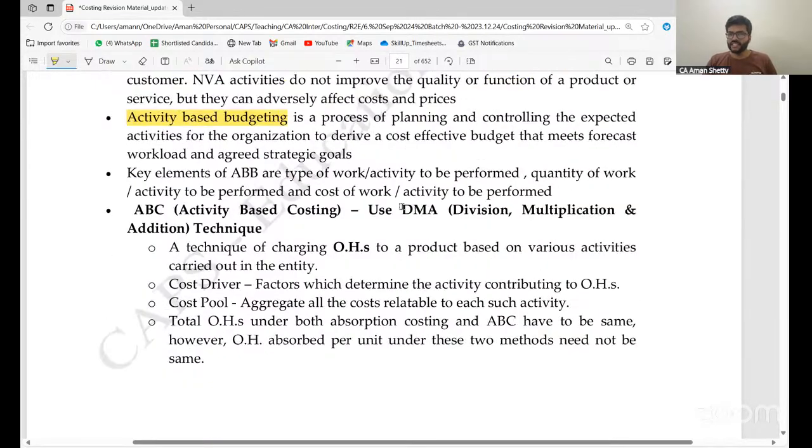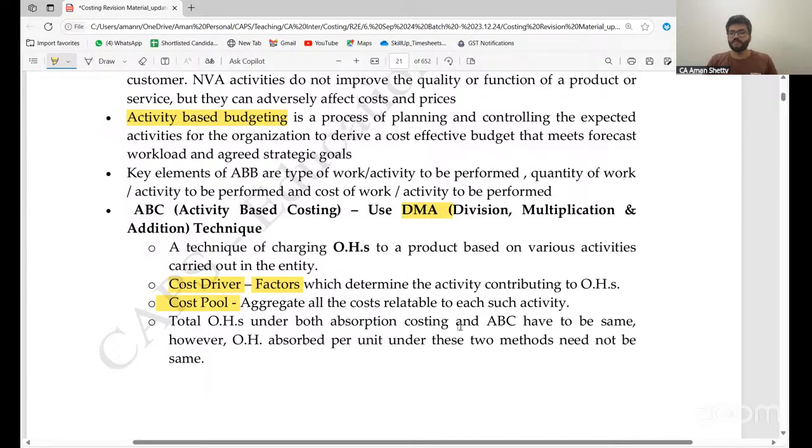ABC uses the DMA technique, that is division, multiplication, addition, a technique of charging overheads to a product based on various activities carried out in the entity. Cost driver: factors which determine the activity contributing to overheads. Cost pool: the aggregate of all costs relatable to each such activity is a cost pool.